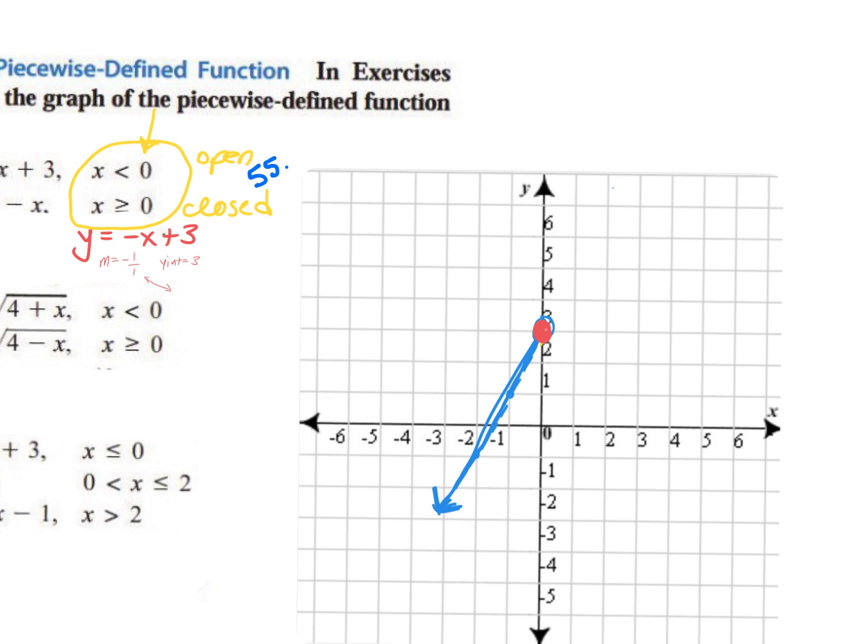Negative 1 over 1. So I'm going to go down 1 and over 1, down 1, over 1, up 1, over 1, up 1, over 1. And I'm going to draw my line. This is what my line would look like.